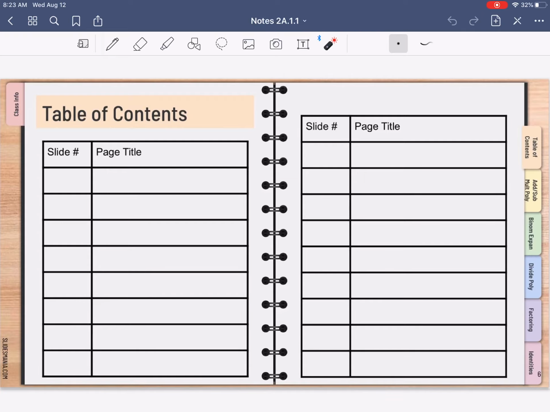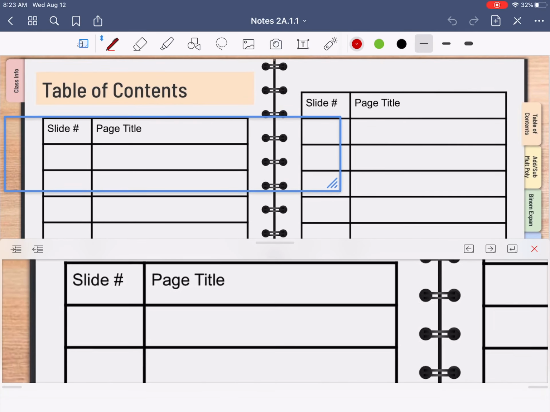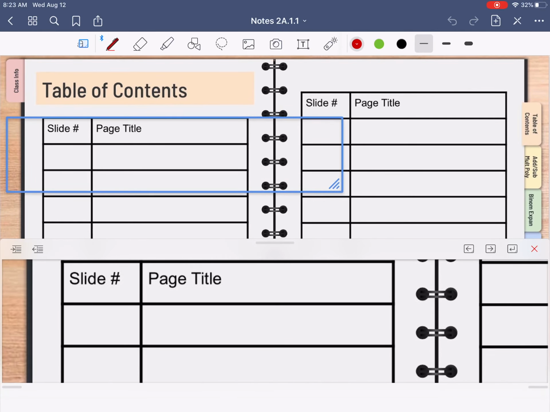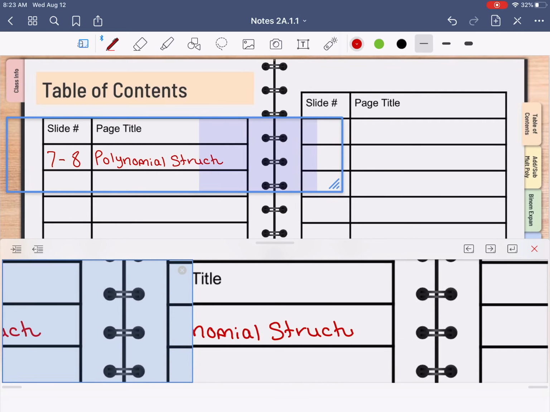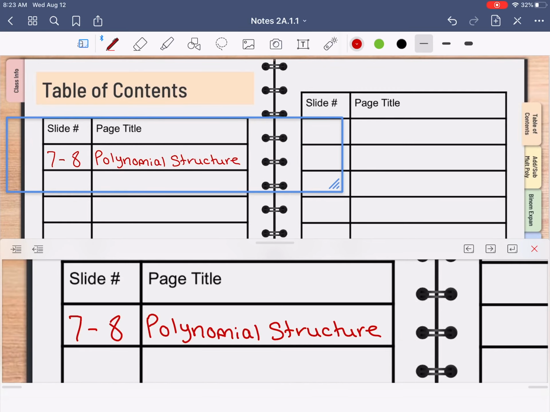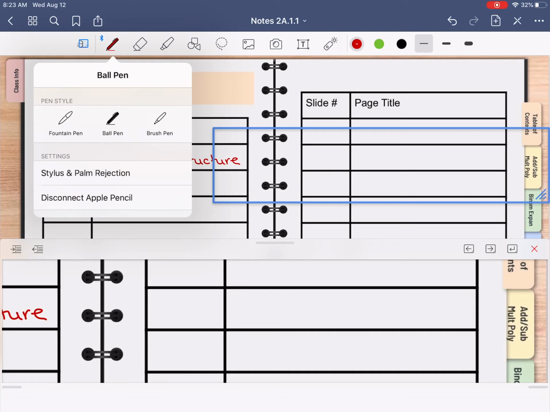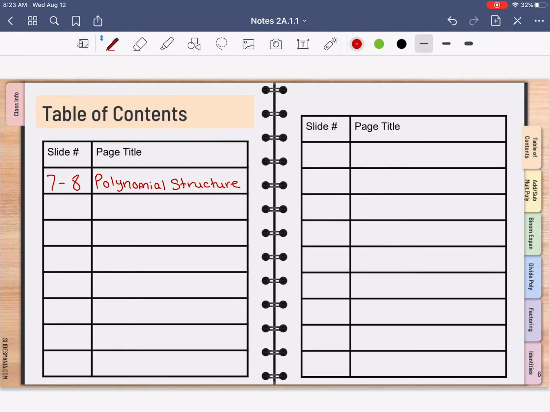It's the table of contents. This is a table, so you're going to just type right in on it. Right where the first line is, we're going to do slide number rather than page number, which I wrote, but you're just going to type it in. Today we're going to be on slides 7 and 8, and we're going to be talking about polynomial structure. So again, you can just type it in there. Mine's a picture of it, so I'm handwriting. Okay. All right. So from here, we're going to go on to the very next slide.